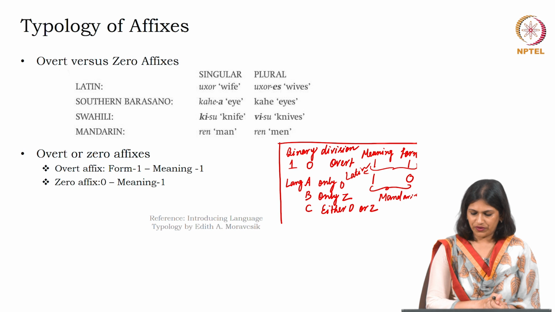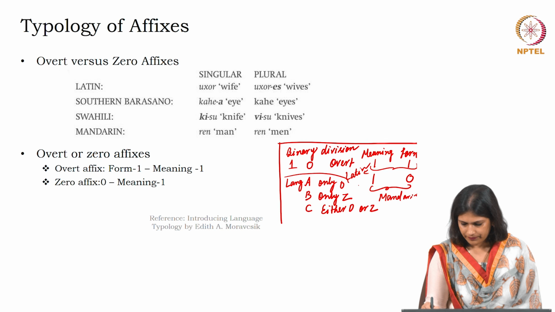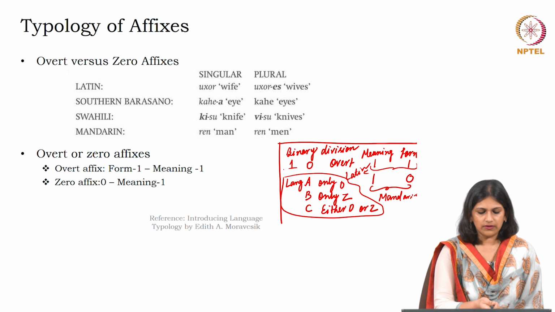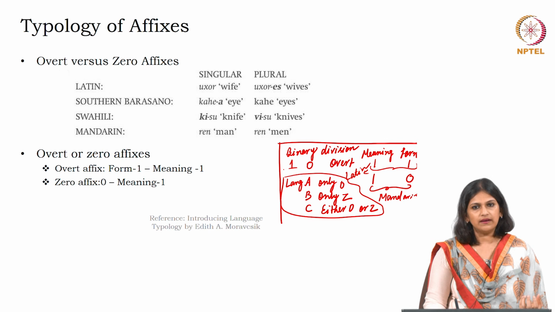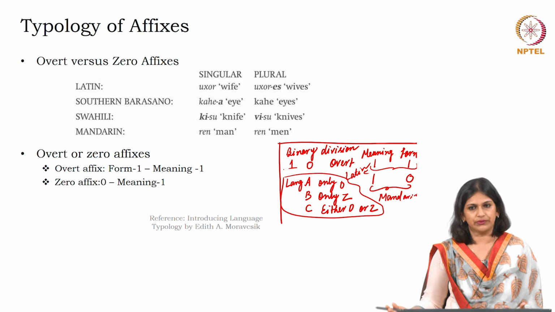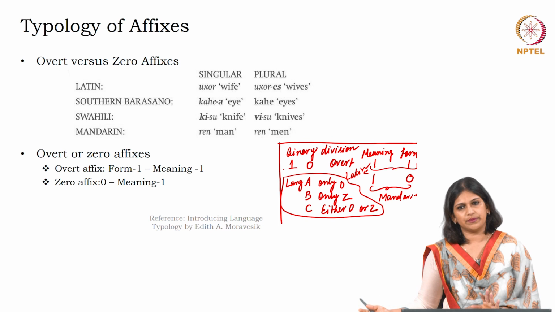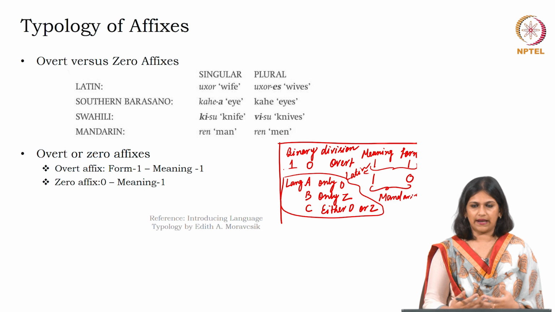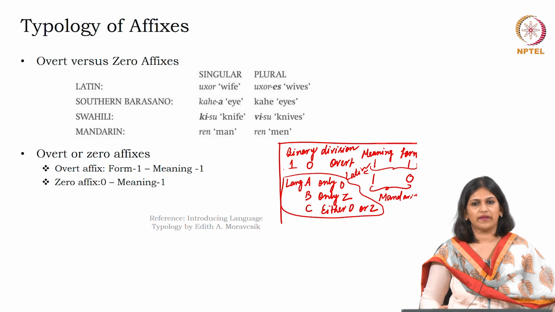Besides that, if you look at the manifestation differences, you can also find languages like Southern Barasano, where the singular morpheme is overtly manifested, but not the plural one. And in the case of Swahili, there is a separate morpheme for singular and a separate morpheme for plural. So now see how you can actually find out a lot of inferences or a lot of types when you are thinking about morphological divisions or morphological typology.